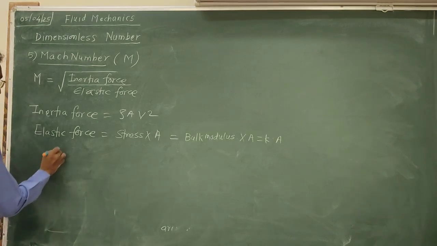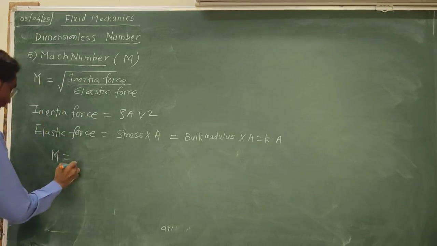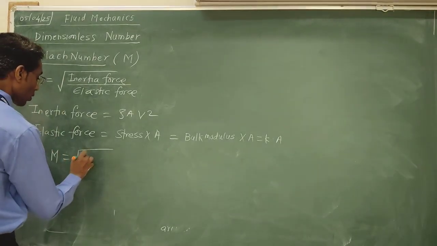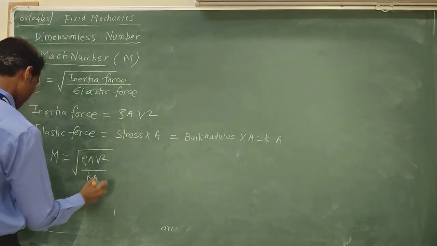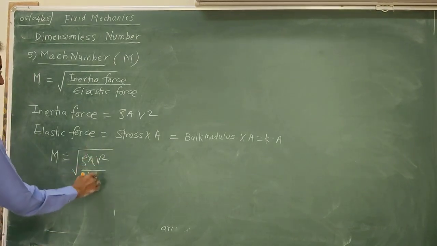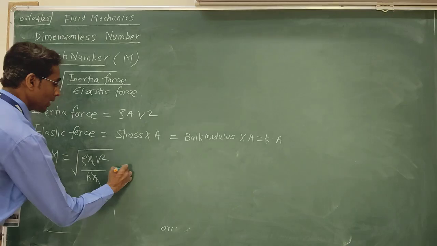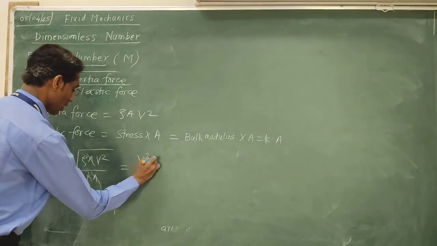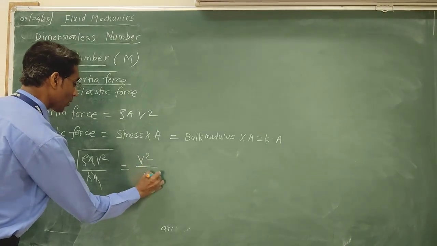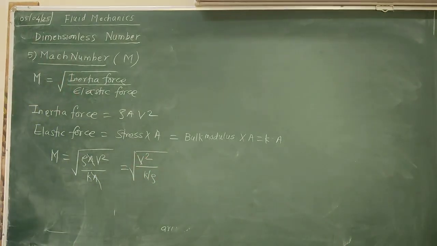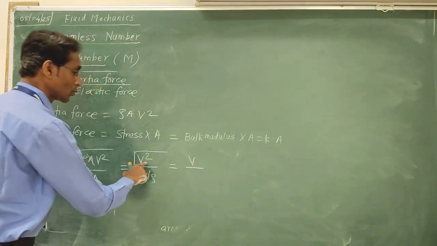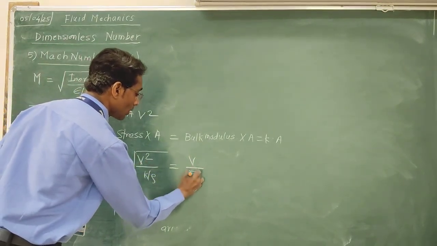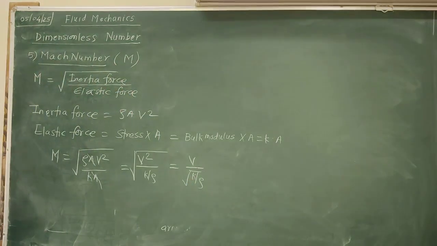So writing this in the above expression, M is equal to square root of rho A V square divided by K into A. Here A is getting cancelled. Remains V square upon K upon rho, in the square root. Further simplification, square root of V square is V, and below in the square root, K by rho.